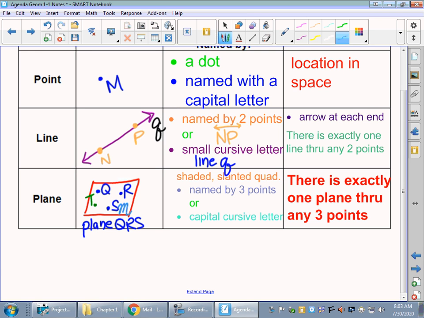Not very good at capital cursive letters, but we could call that plain M, capital cursive M. So any 3 points, we can make a plane through it, even if those 3 points are horizontal, vertical, slanted, diagonal, on the ceiling, on the wall, wherever it might be. All right, so that's our most basic undefined terms that we use in geometry and that we use to name other concepts that we're going to use.